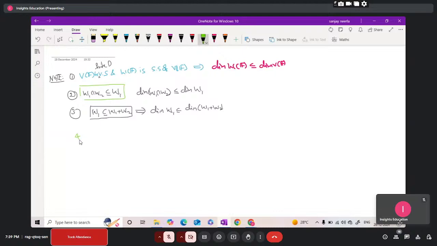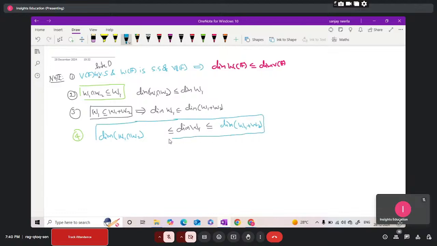Yes, sir. Now from the second and third one we can write: the dimension of W1 is always in between the dimension of W1 intersection W2 and the dimension of W1 plus W2. So simply we can say the boundaries. What is the dimension of W1? Obviously it is in between the intersection of W1 and W2 and the linear span of W1 and W2. Okay.